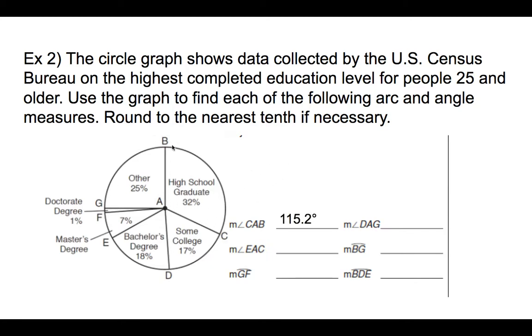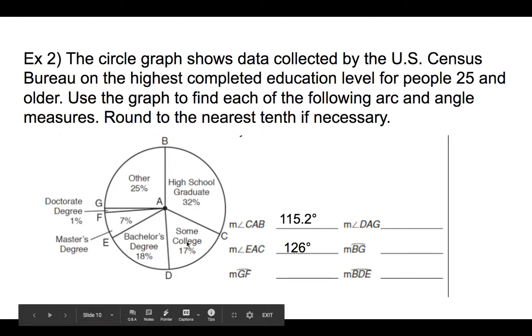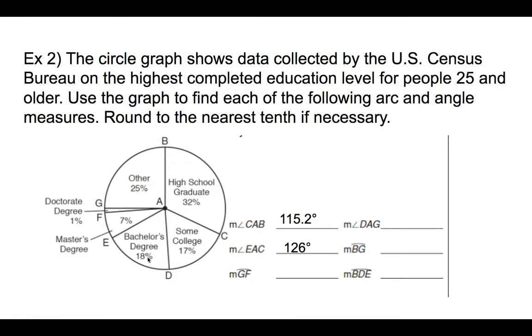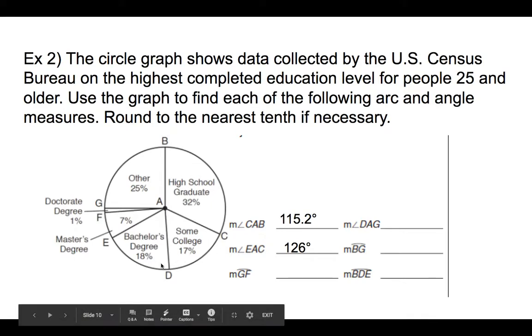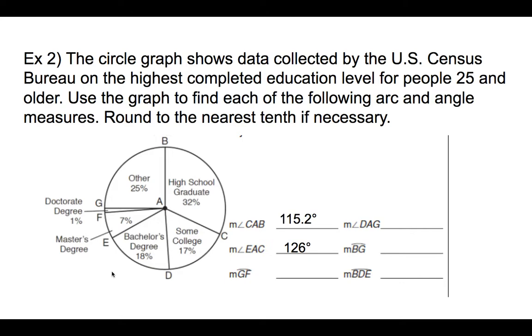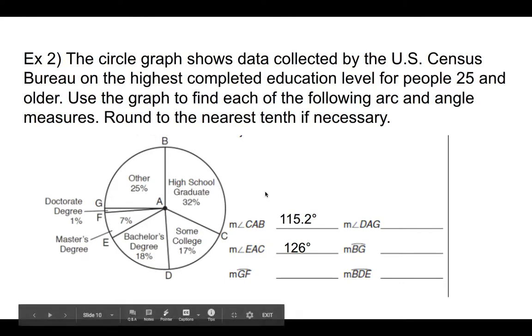CAB, 32% of 360 is about 115.2. EAC, if I look at that E to A to C, I'm going to take these two percentages, 18 and 17, add them together, and that gives me 35. 35% of 360 is 126.